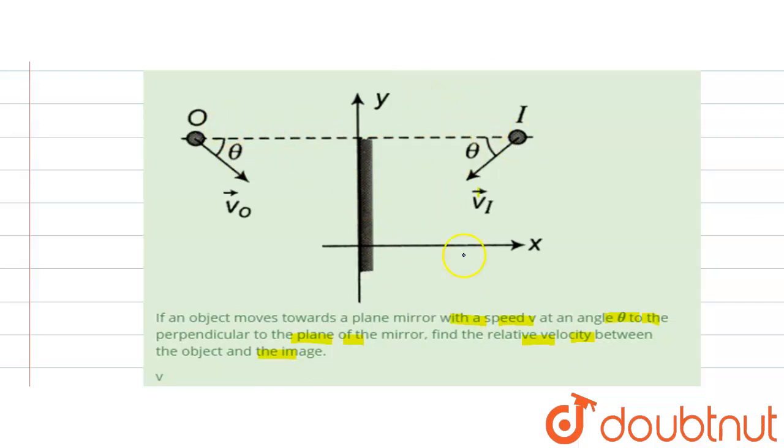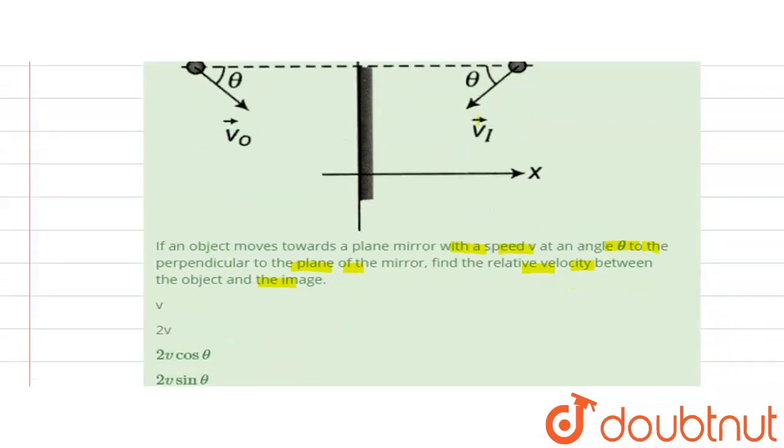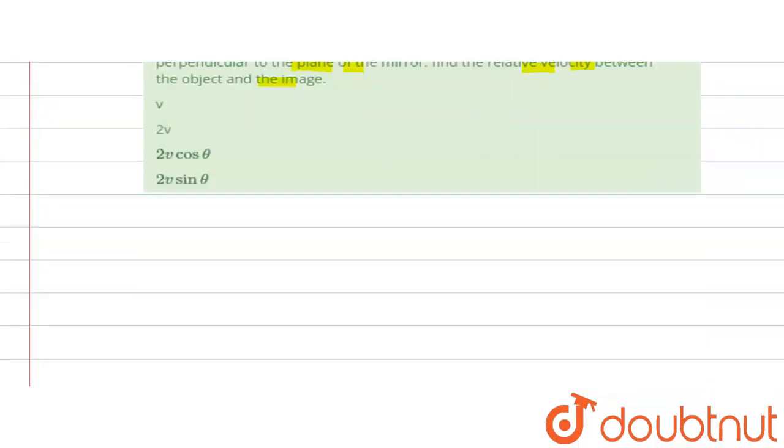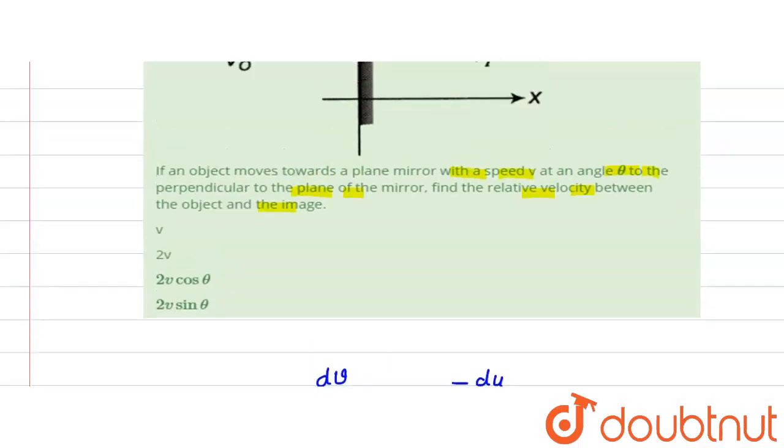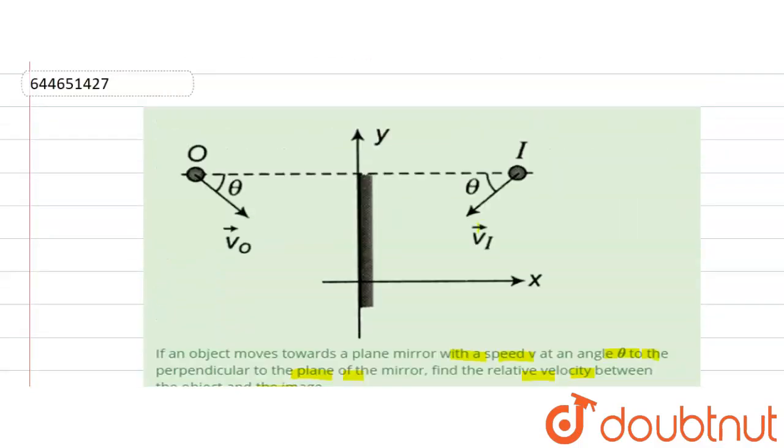So firstly here we can see that the object velocity, dv by dt, is equal to the image velocity, minus du by dt, which means the object velocity is equal to the image velocity in the opposite direction. So now here take components.